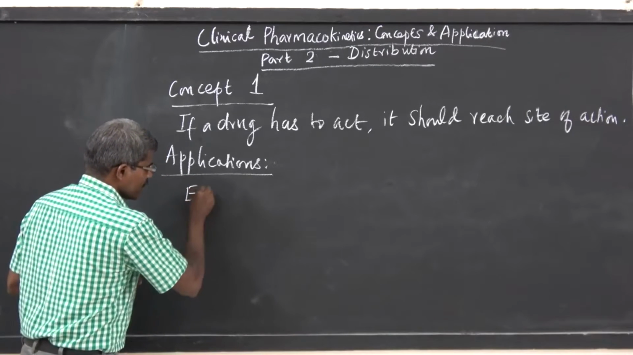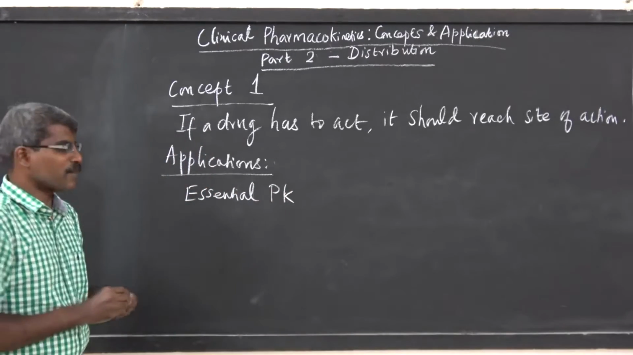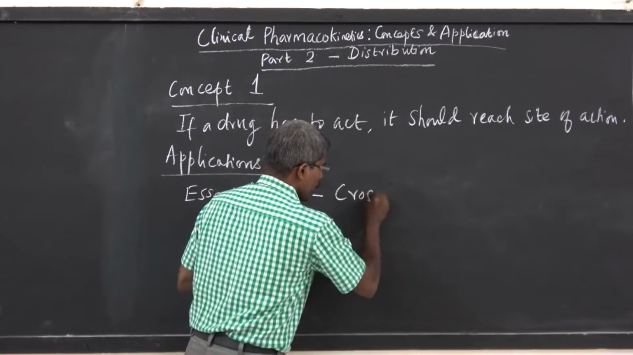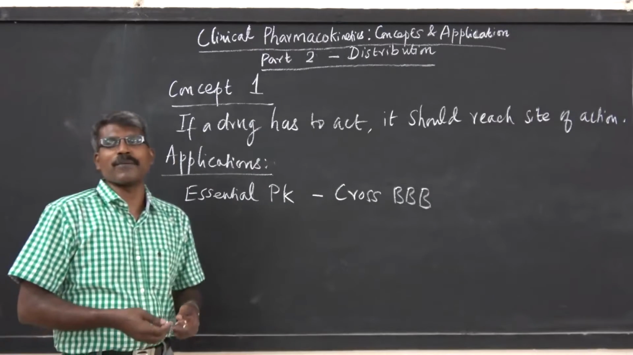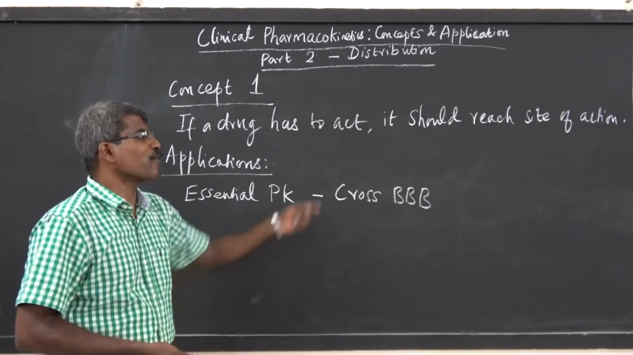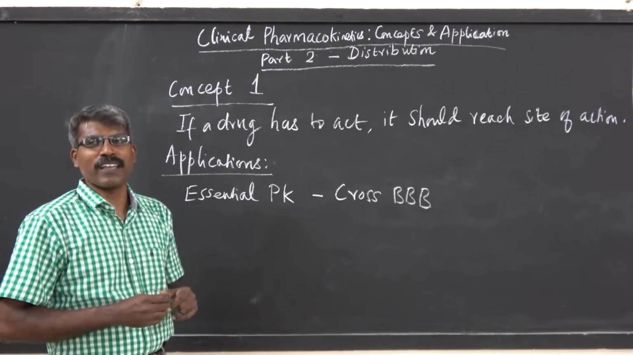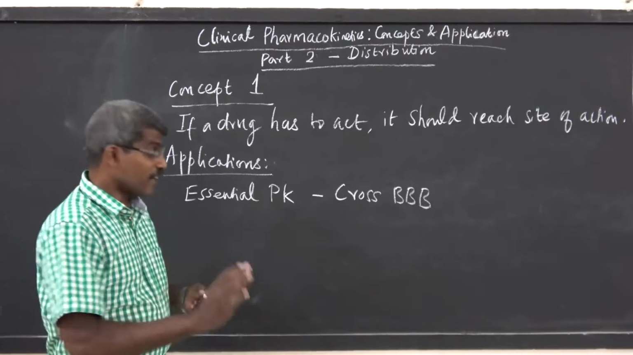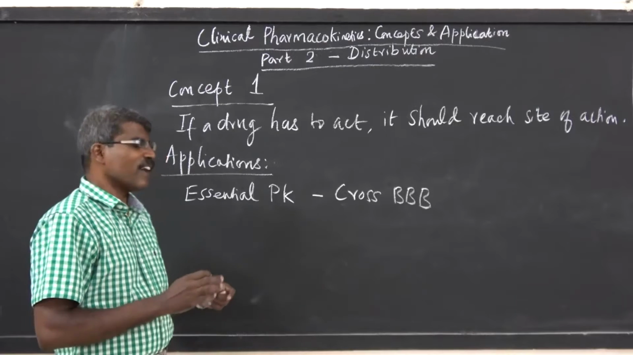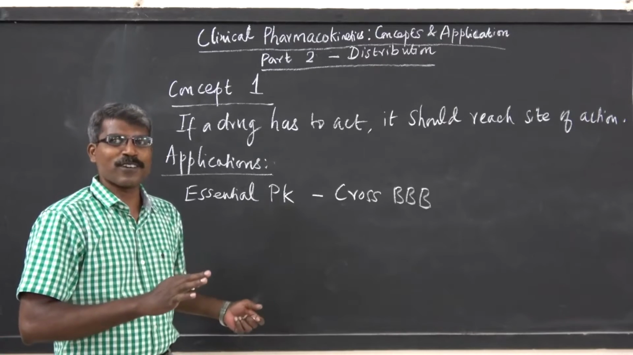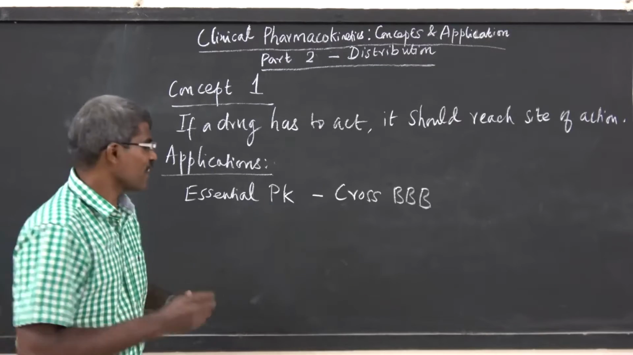So, the essential pharmacokinetic parameter for a drug which has to act at the central nervous system is that it needs to cross the blood-brain barrier and get distributed to the site of action, right? Now, are there any exceptions to this rule? Can we have a drug which does not cross the blood-brain barrier but still can have its action? Please remember that whatever rules are there in medicine, there are also exceptions. So if you know the rule and the exception, you can very easily tackle it.